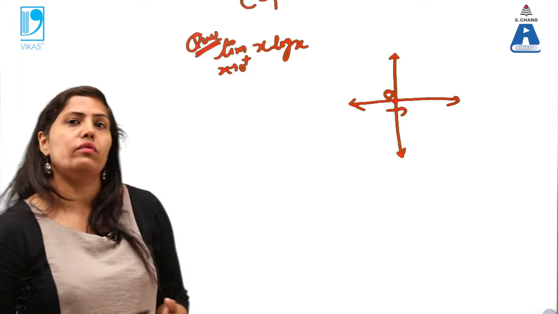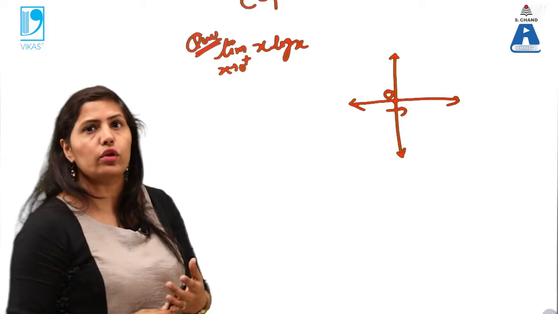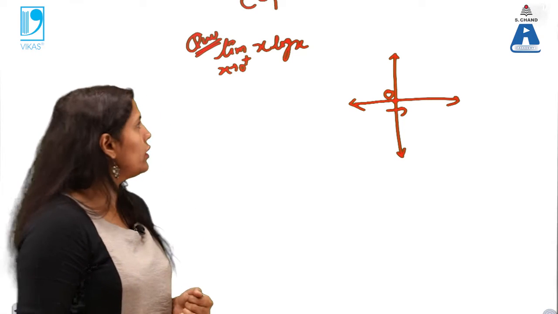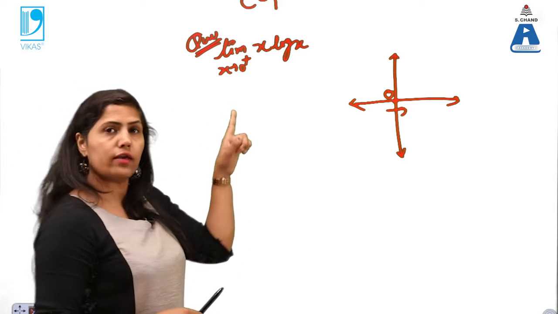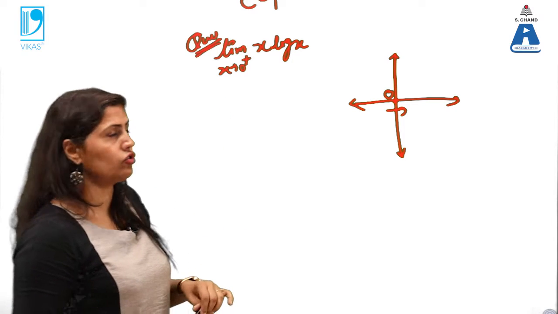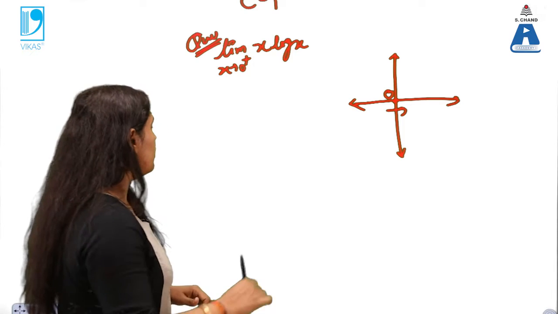If I take 0 minus, the function is not defined, so how can you talk about the limit? For the limit concept, the function should be well defined, and only then can we talk about the limit of a function. So this is x log x, and x tending to 0 plus. I will not talk about 0 minus because the function log x is defined only for positive values of x.